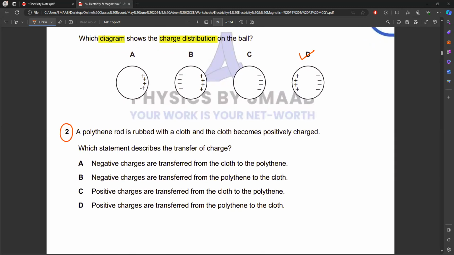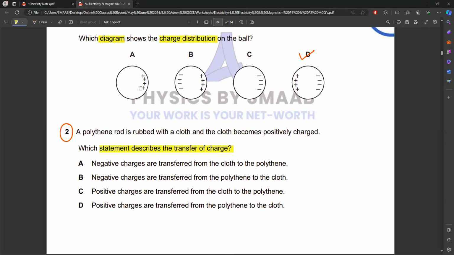Question number two. D. Which statement describes the transfer of charge? You just need to describe the statement. So positive charges are transferred.